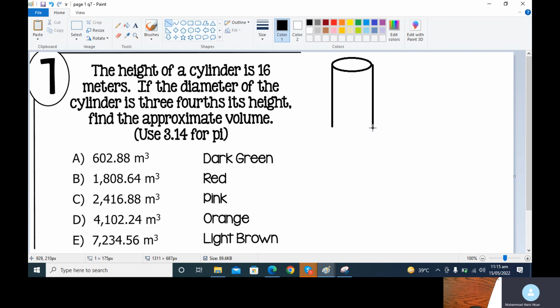We have also done questions for 2-4, 2-0, this type. This is a cylinder. So he has asked for the volume. Find the approximate volume. Now we need to know the volume of the cylinder.